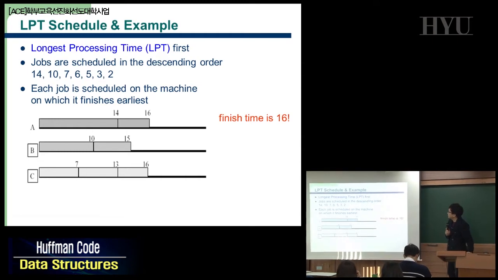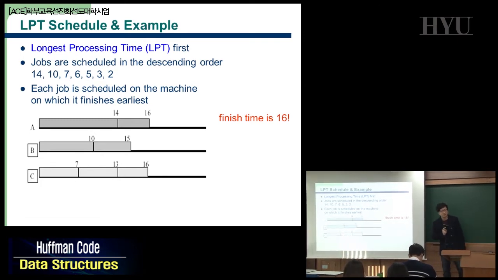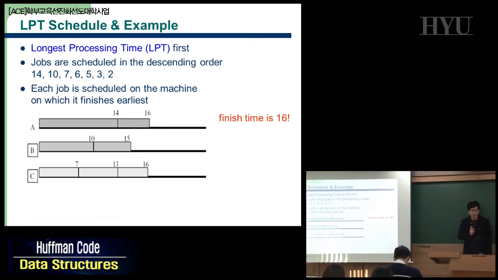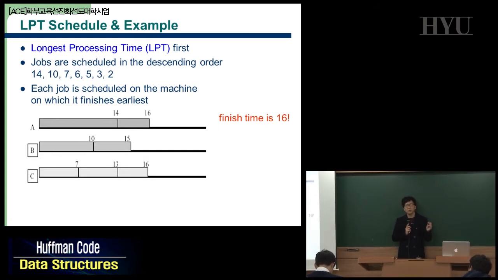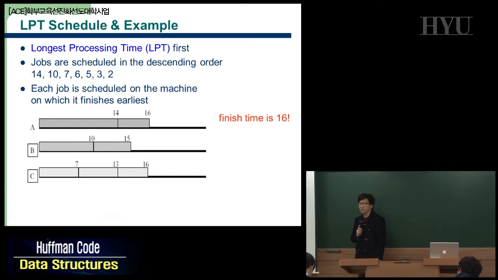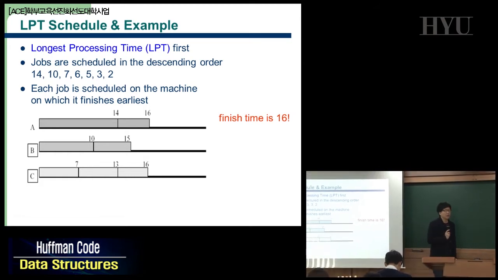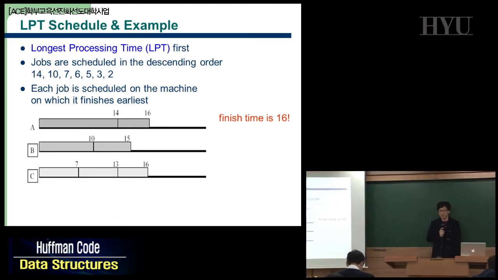So if I sort them out, 14, 10, 7, and so on, each job is scheduled on the machine on which it finishes the earliest. So I have 3 machines here. I put 14 on machine A, and then I'd like to find out which one I should put the next in. Next job is the 10-second one, but A still has a 14. I cannot give it to A, so I give it to B. 10 on B.